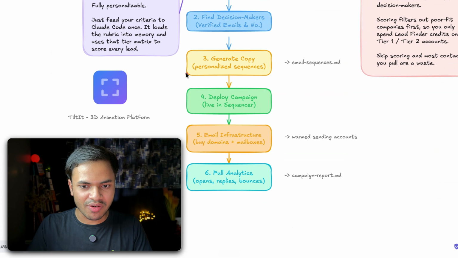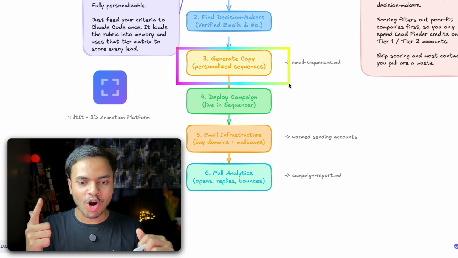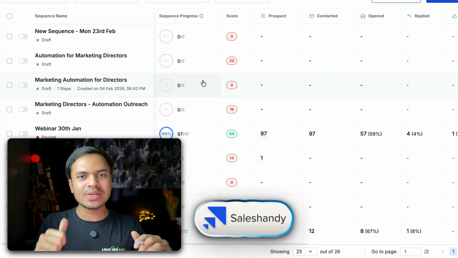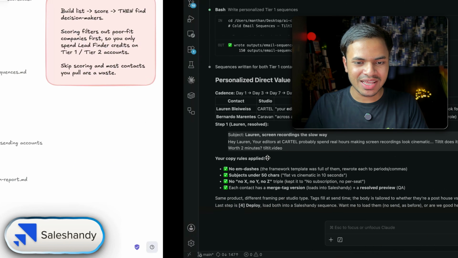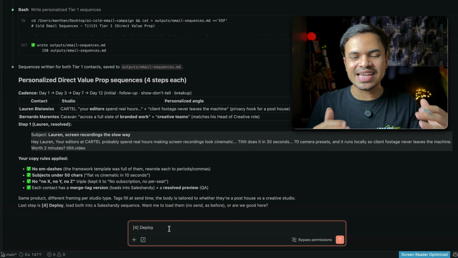Once we are done generating our copies, it's time to load all of our prospects, their data, and our cold email copy inside our sequencer. In this example, I am using Saleshandy, but feel free to use Smartlead or Instantly, and this workflow will work with any cold email tool whatsoever. Yes, so we want to deploy this inside our Saleshandy sequence.